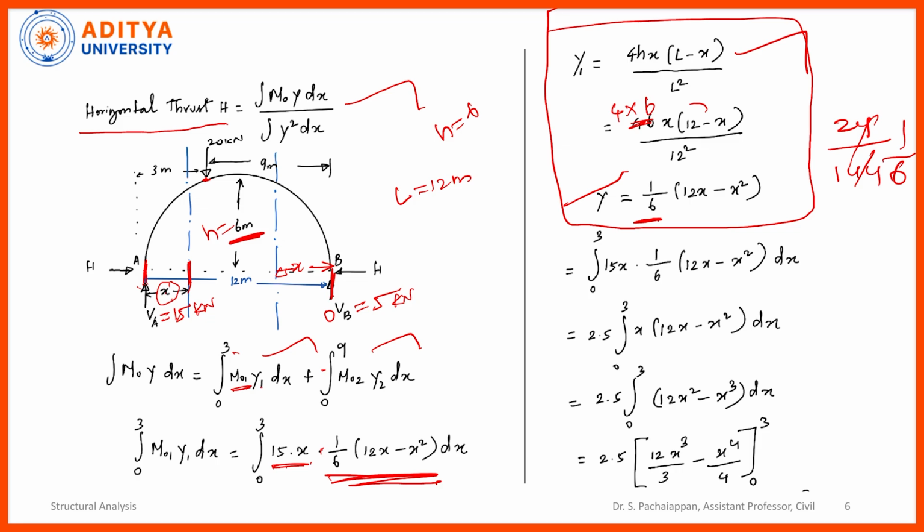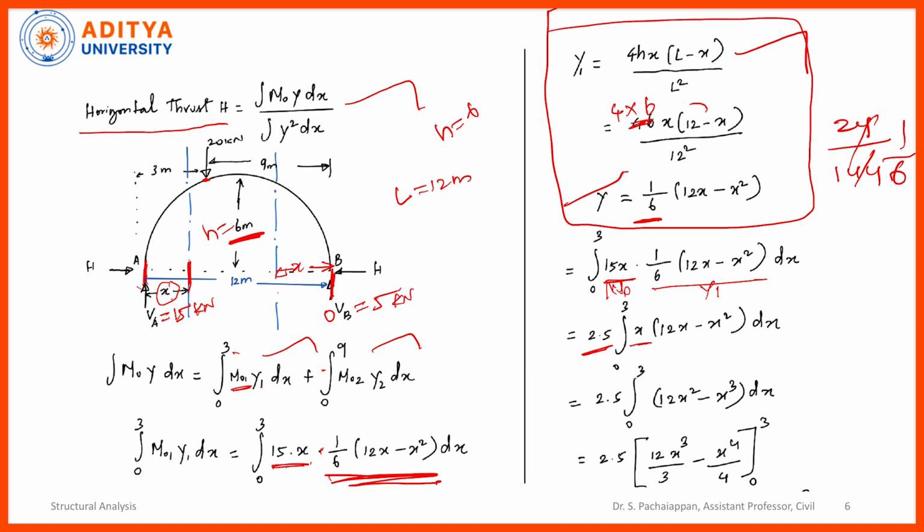For example, from 0 to 3, 15x is the moment m0 and this is y1. Now 1 by 6 times 15 is 2.5. This is a numerical number I am taking out of the integration, and then this x is multiplied inside. So x multiplied by 12x minus x square gives 12x square minus x cube.